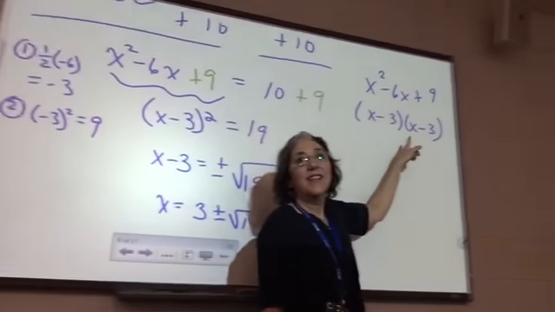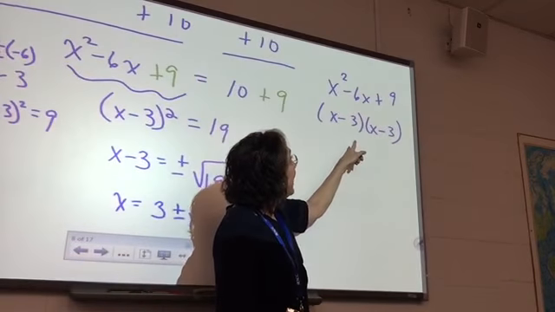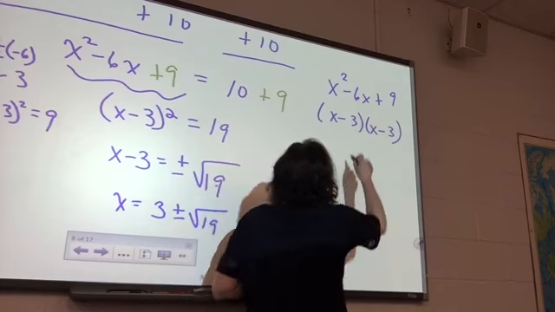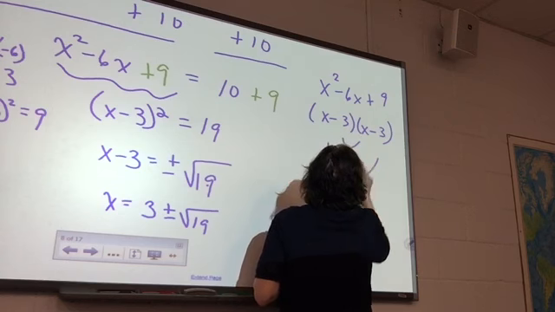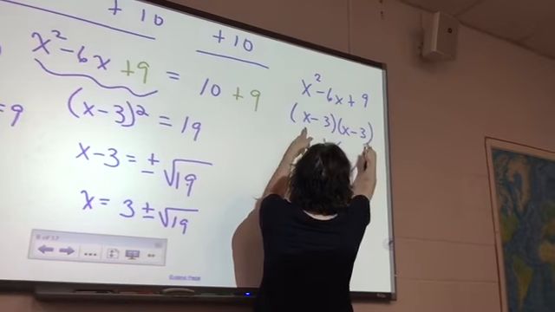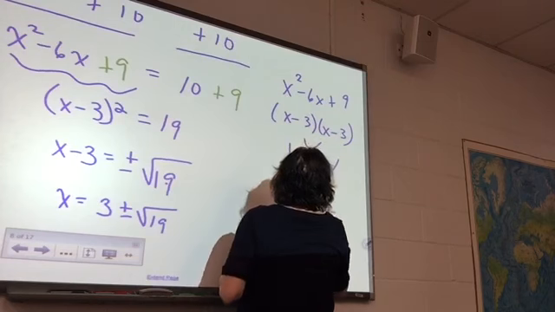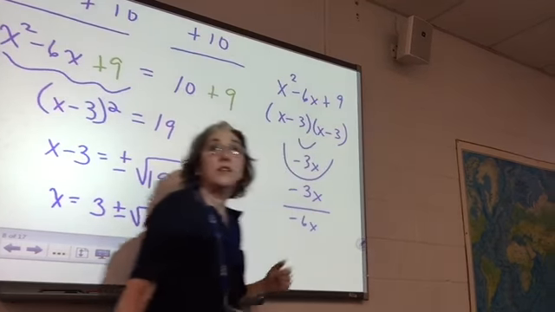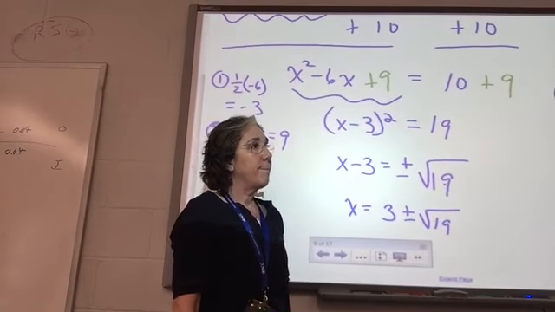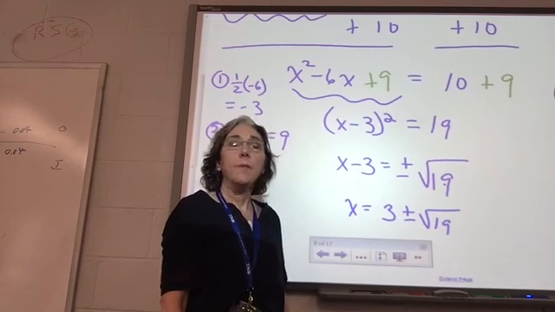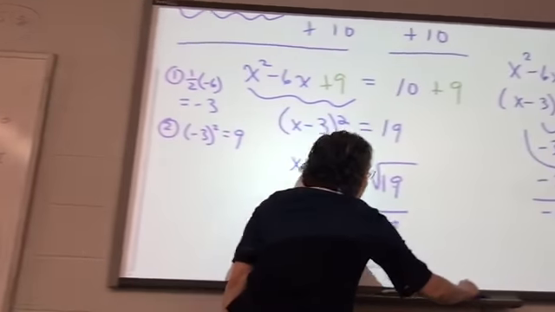I see the x squared and I see the 9. Where's the negative 6x? Okay, do FOIL. Negative 3x, negative 3x, negative 6x. You add them together. So now you have to reverse it. All right, let's do another one.